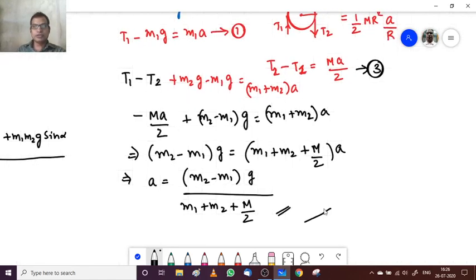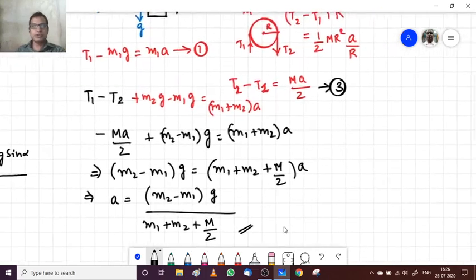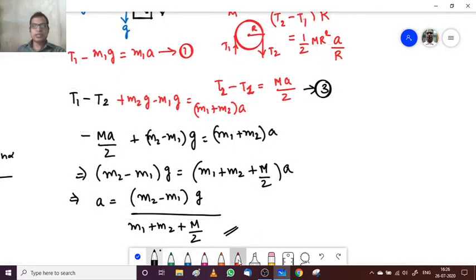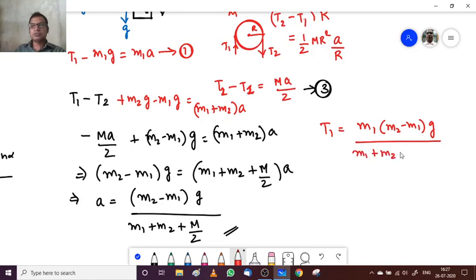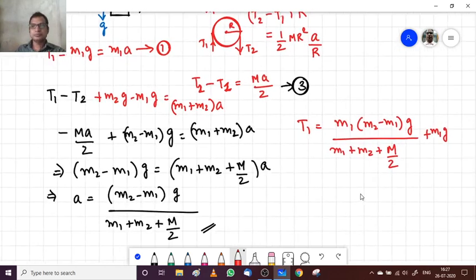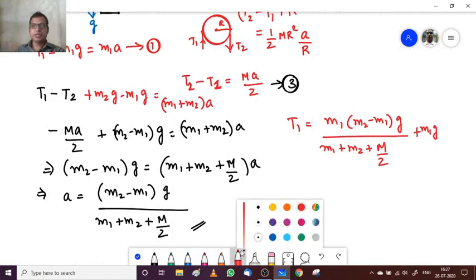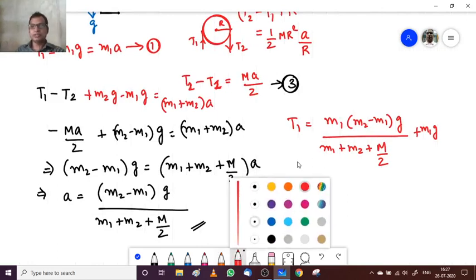So for tension, we have got two sort of tensions, we'll try to find that. To find this, I am going to say that T1 is equal to M1 into M2 minus M1 into G over M1 plus M2 plus M by 2. Okay, so this is M1 into A plus M1G. Now let's try to solve this one and see what happens.